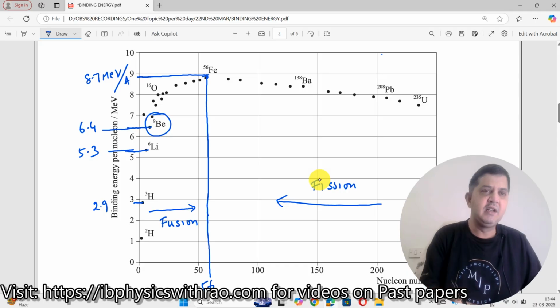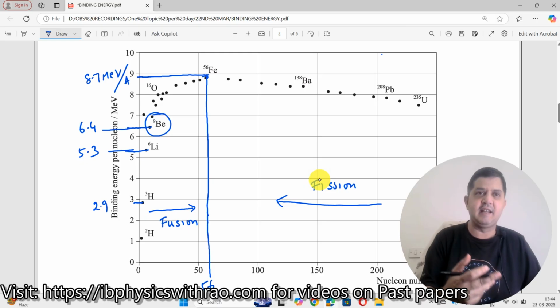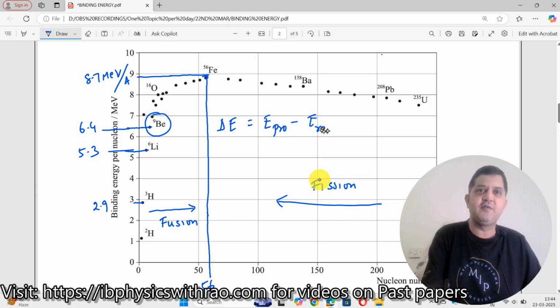Okay, simple. So when I do something like this, this has been formed, and I need to prove whether energy is being released or absorbed. That's what we need to do. So during fusion, what is happening? If energy is released, delta E, I take the energy of the products minus the energy of the reactants.